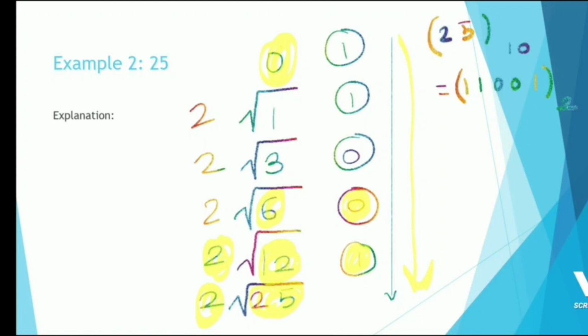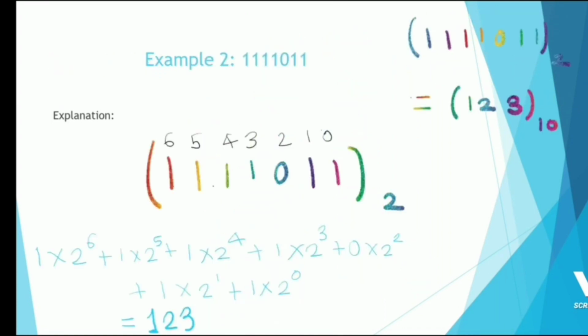The remainders are 1, 1, 0, 0 and 1. So the decimal number 25 is equal to 11001 in binary form. Now we are going to see how to convert a binary number into decimal format.